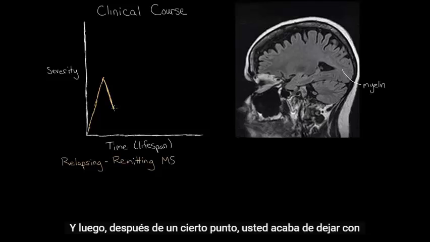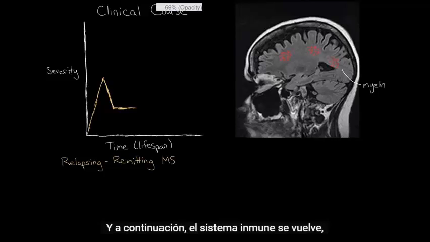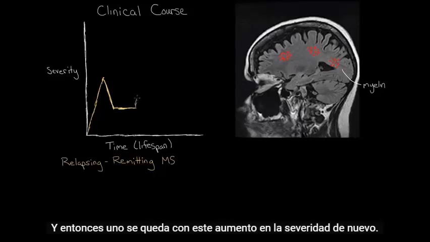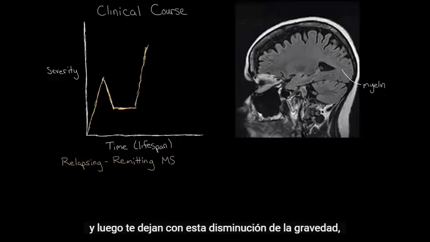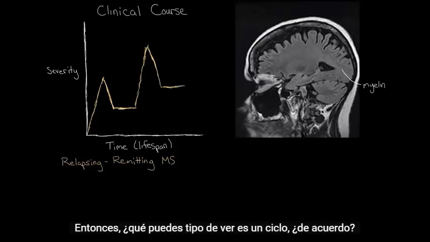And then after a certain point, you're just left with this period of stability where nothing's happening, right? The immune system isn't coming in to attack. The brain isn't healing itself anymore. It's just nothing happening. And then the immune system comes back, and it attacks the brain some more. And then you're left with this increase in severity again. And then the immune system leaves, and then you're left with this decrease in severity, followed by another period of nothing happening. So what you can see is a cycle, okay?